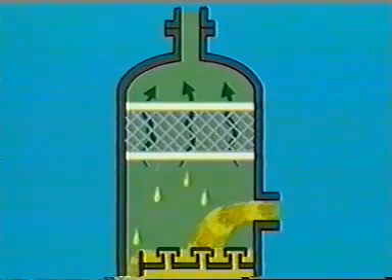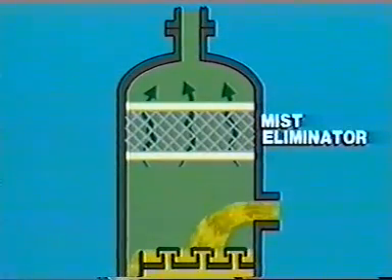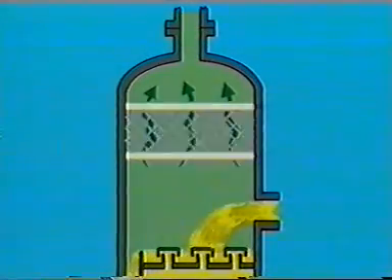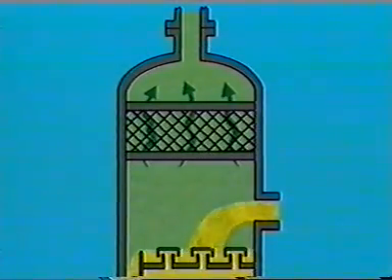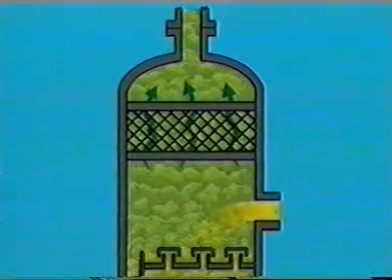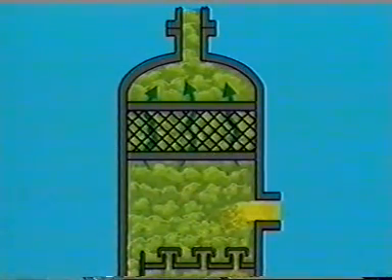Above the top tray, a mist eliminator in the top of the contactor will remove any entrained glycol particles in the gas stream that have not settled out. This prevents liquid glycol from being carried out of the contactor and into the gas discharge line, commonly referred to as carryover.